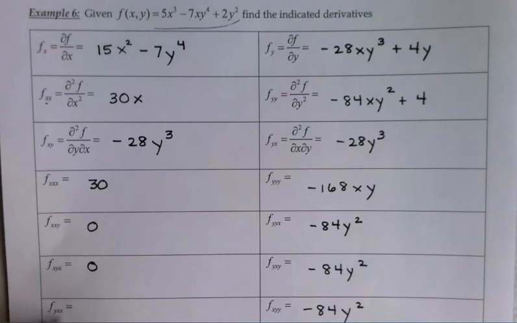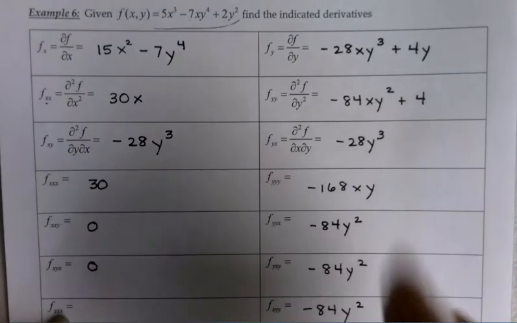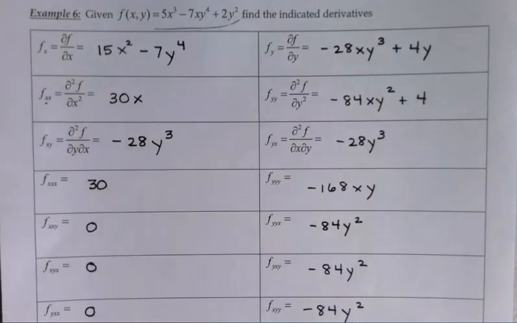And then finally, let's come over here, f sub y x x. Start with f sub y x, which was right here, and do another derivative with respect to x. That's constant with respect to x, so I'm going to get 0.